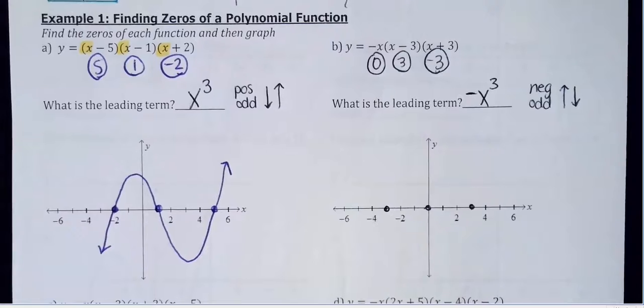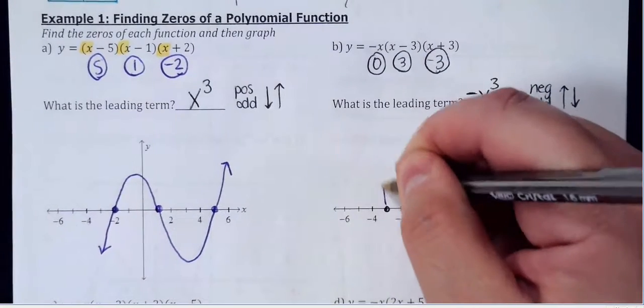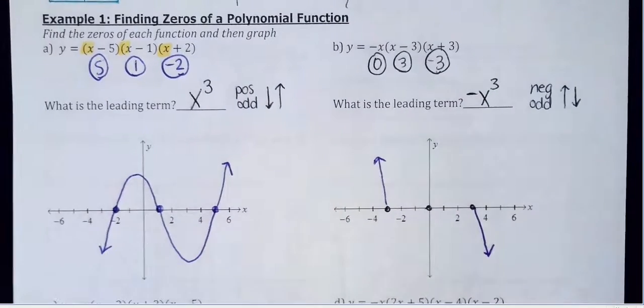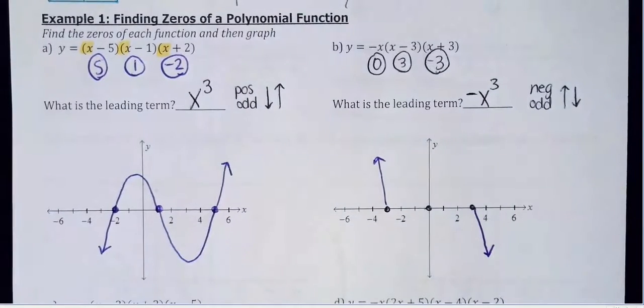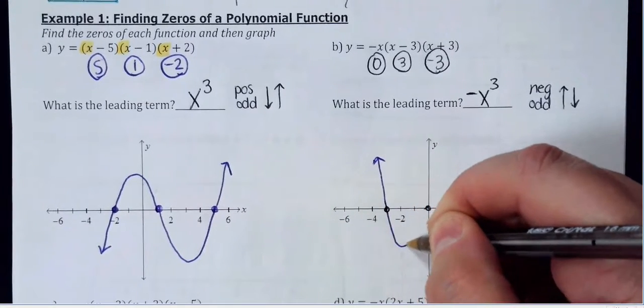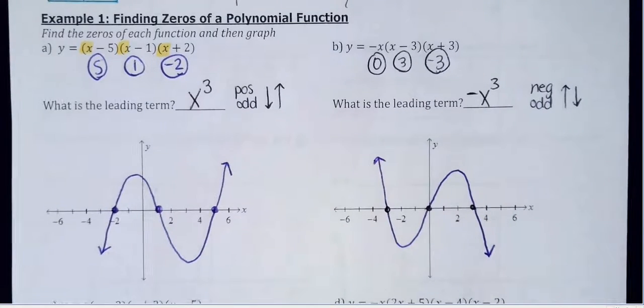All right, and then I just put in the end behavior. So I identified that this was negative and odd. So it should go up on the far left, down on the far right. Odd goes opposite direction, so one's up and one's down. And then you're literally just waving through here, going through your zeros. So I'm going to go through the -3, come back up, go through the 0, come back down, go through the 3. If you draw your end behavior correctly, it should force the graph to match up with what you have. And that's all I'm looking for.